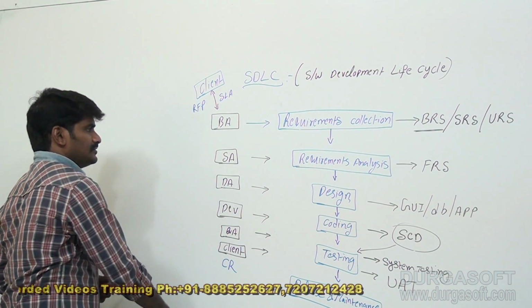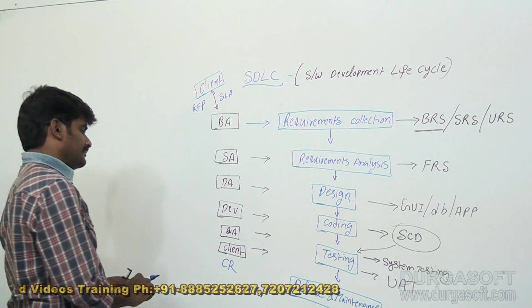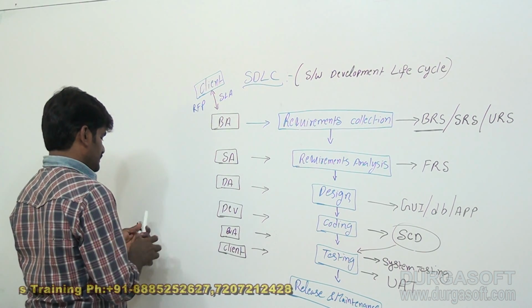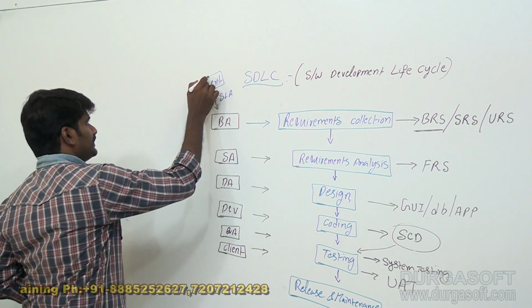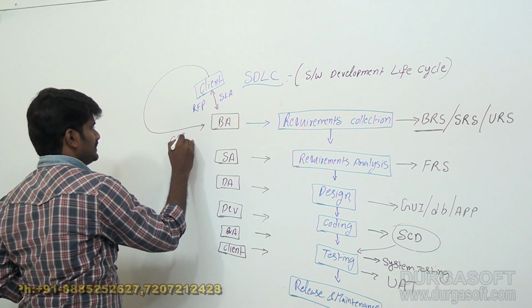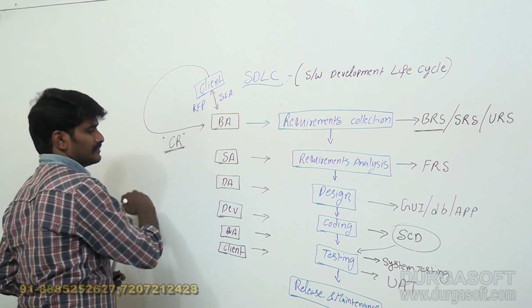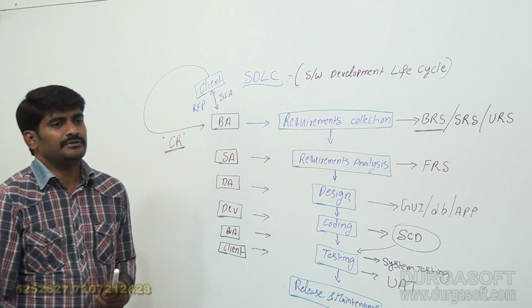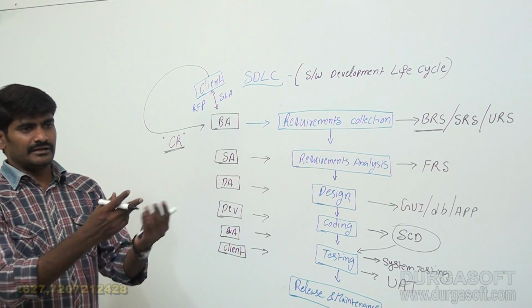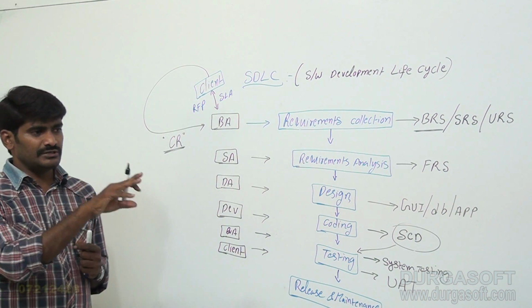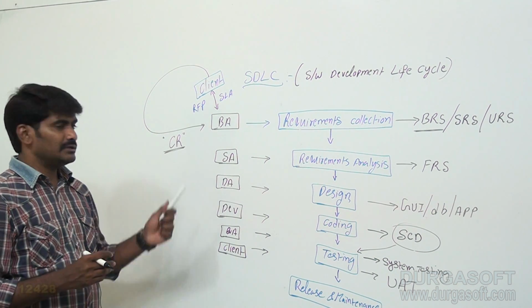He may need some new features. Immediately he will use some CR. He will give CR to the company people. So at the time of maintenance, the client will use a CR, meaning change request, in the maintenance phase. Change request means if any defect is there, they can simply change it, or if the client wants to add some new features to his existing system, he will use the CR.